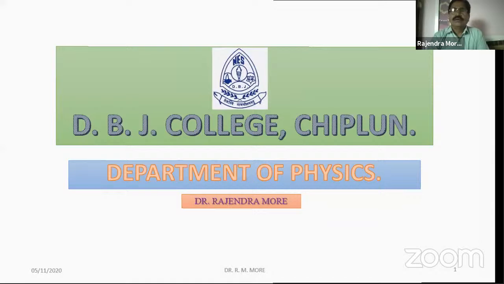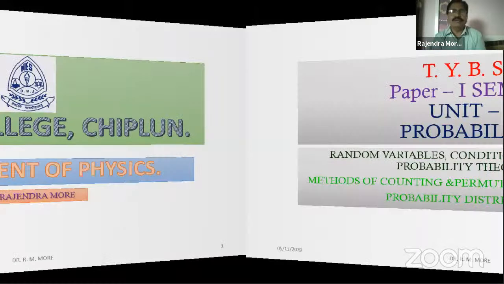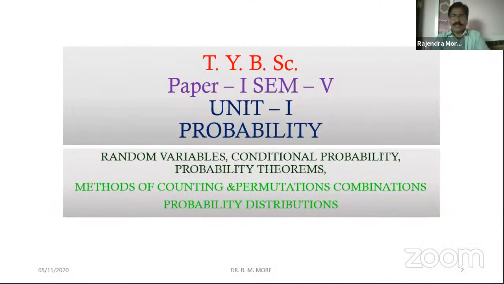Today, we're going to see paper number 1, unit number 1, and unit number 1 is probability. There are so many topics, but a few topics we are going to see here: random variables, probability theorems, methods of counting, permutations and combinations, and probability distributions.